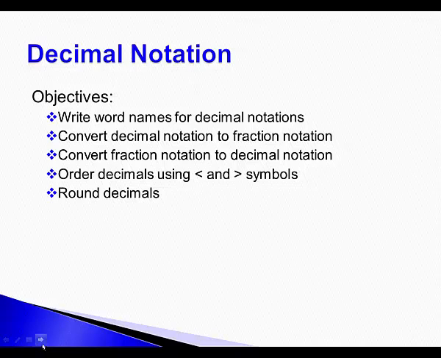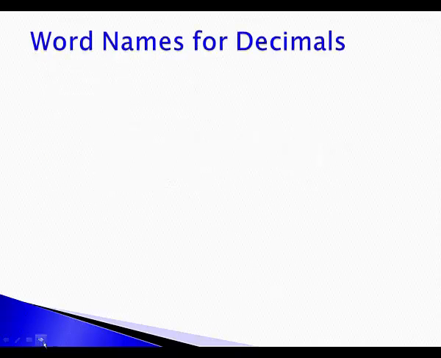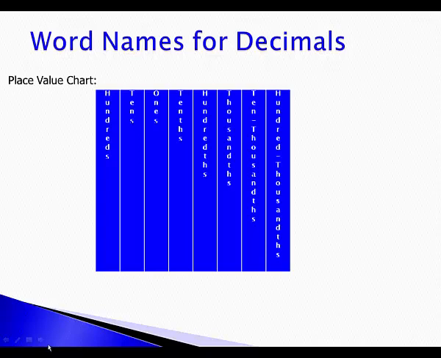So let's begin with writing word names for decimal notations. For us to do this, let me first of all give you a place value chart. I realize that a lot of you are familiar with this, but I just want to remind you of some things. I've started here at the hundreds position. Obviously there's thousands and 10,000s and 100,000s further on out, but I've started with the hundreds, then the tens, the ones. Please remember that your decimal would normally appear right there. Then you would have your tenths, hundredths, thousandths, 10,000ths, and 100,000ths.